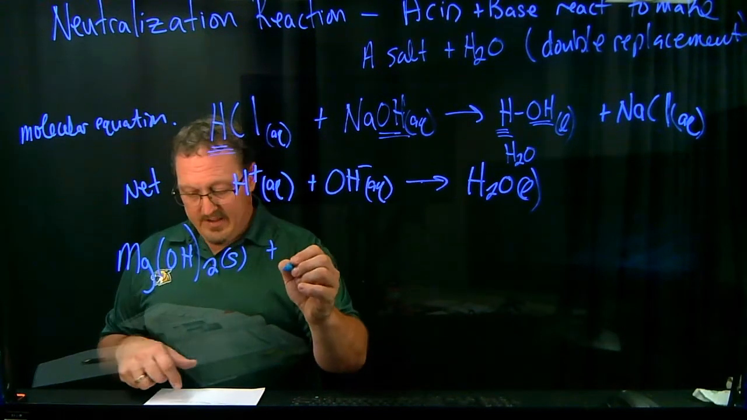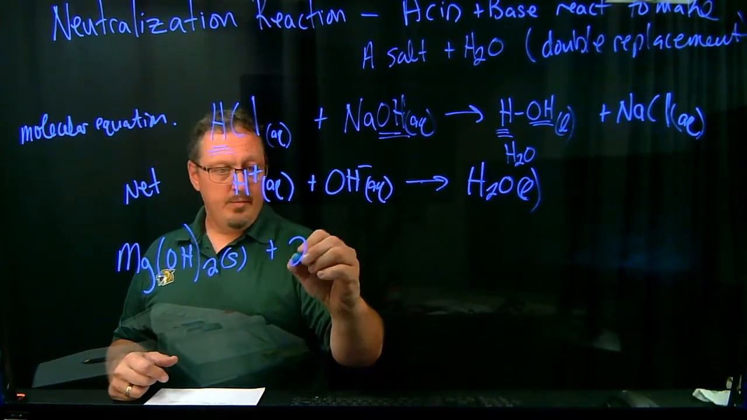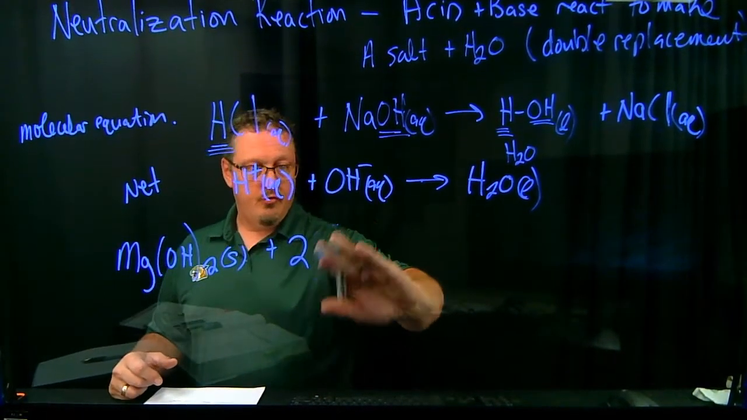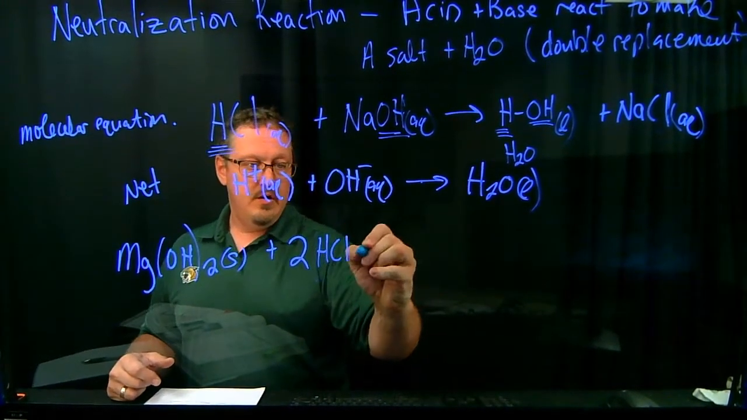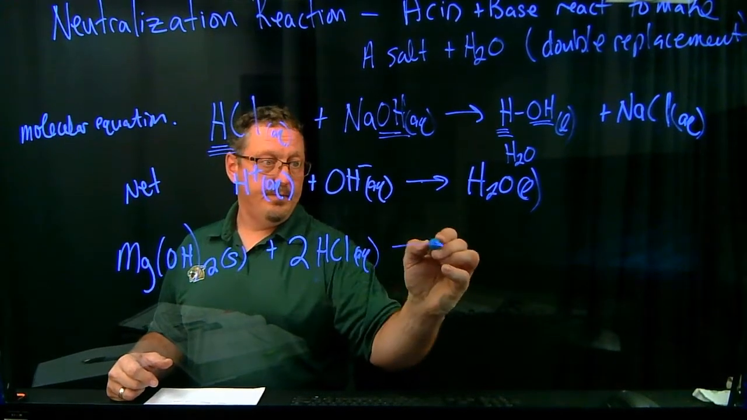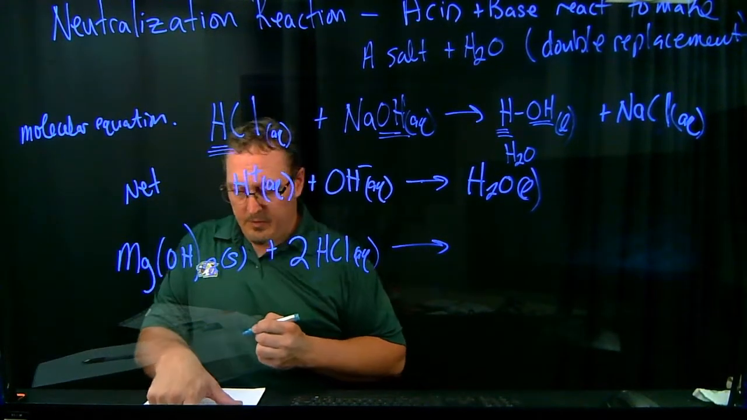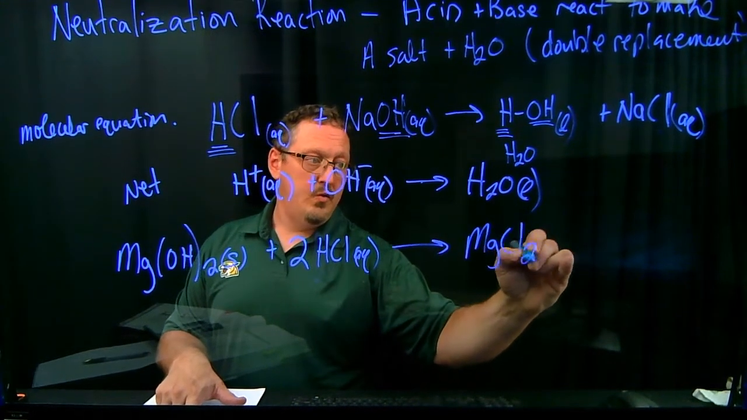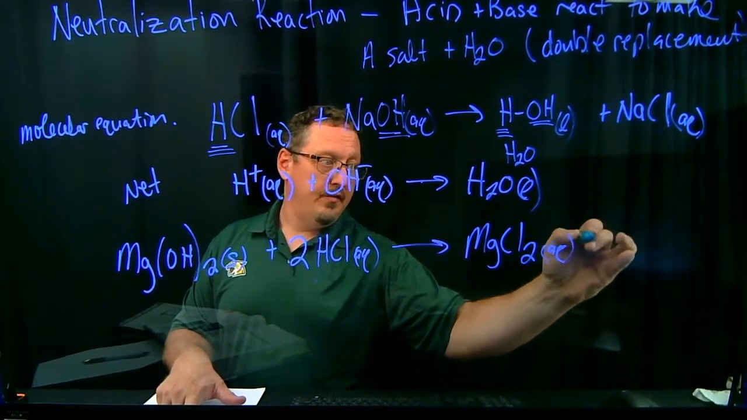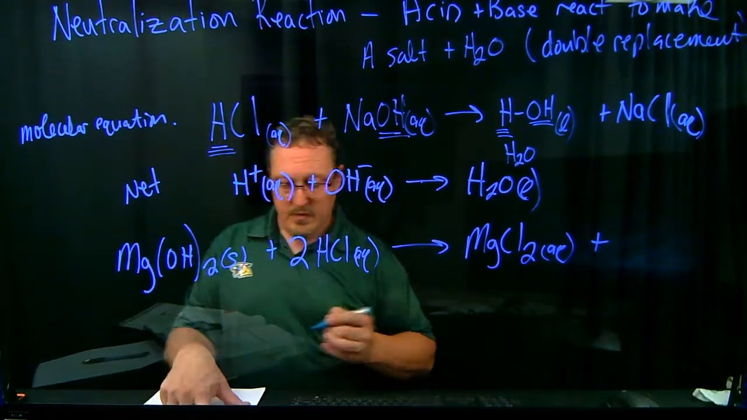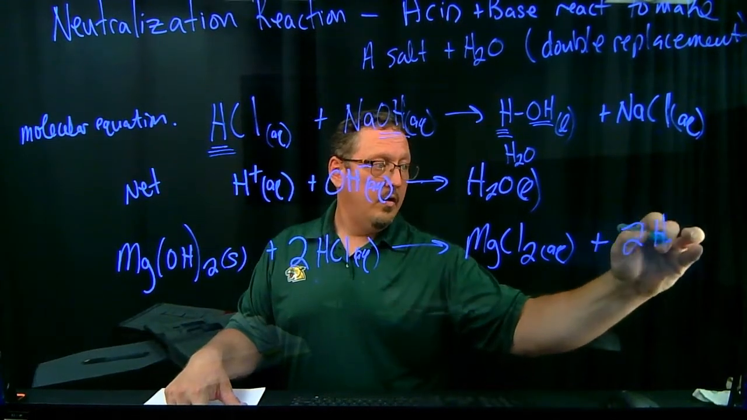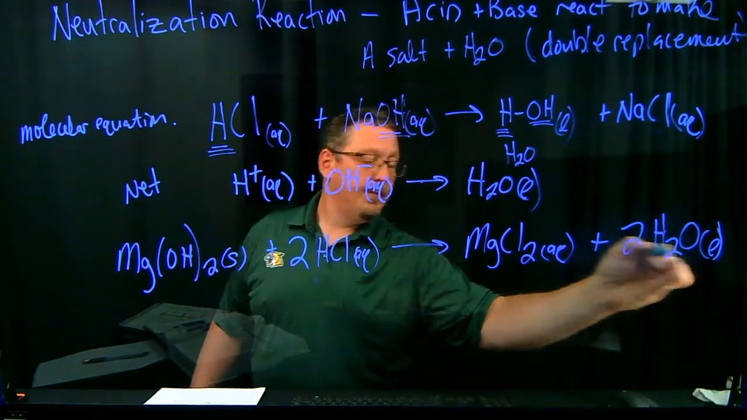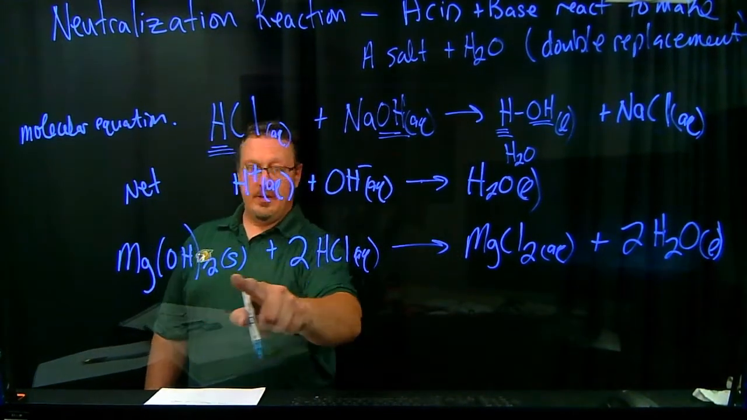But we're going to add that to an acid. We're going to make 2H+, 2HCl. This will be aqueous. Now, when we do this, we're going to make magnesium chloride, MgCl2, and that is going to be in the aqueous phase, plus water, 2H2O as a liquid. Okay, so this is our molecular equation.